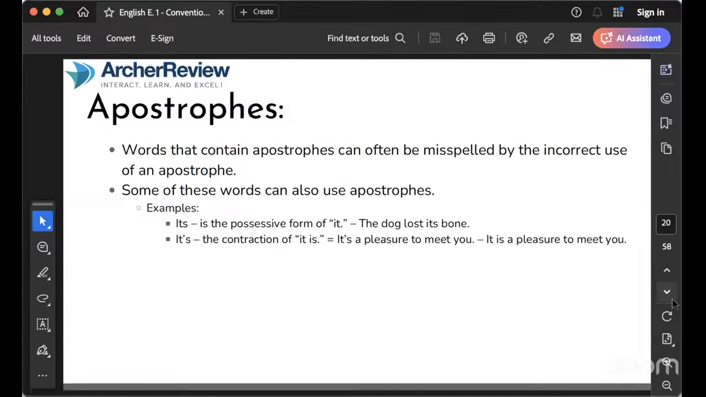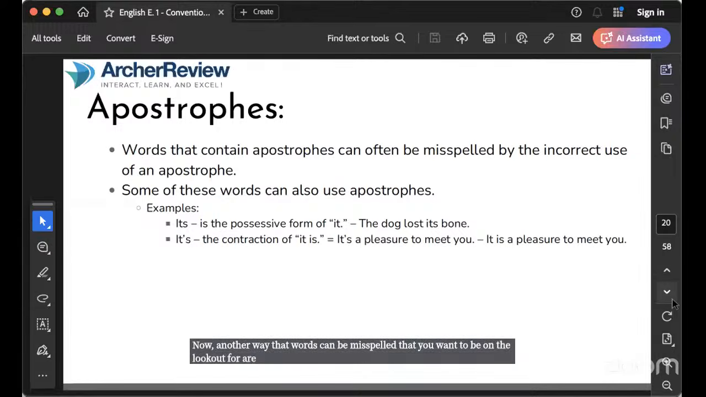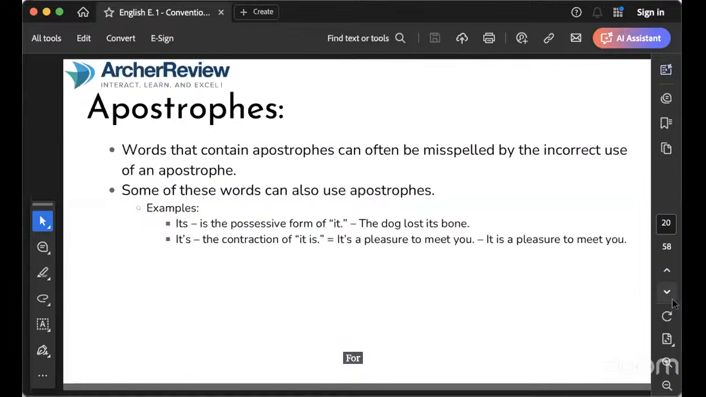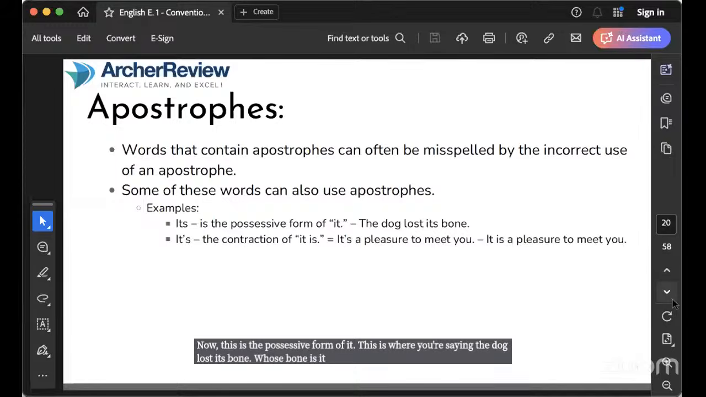Now, another way that words can be misspelled that you want to be on the lookout for are apostrophes. So these are words that contain apostrophes. They can oftentimes be misspelled because they use an apostrophe incorrectly. So, for example, a big common one that you'll see is its, ITS. Now, this is the possessive form of it. This is where you're saying the dog lost its bone. Whose bone is it? It's its bone, it being the dog.